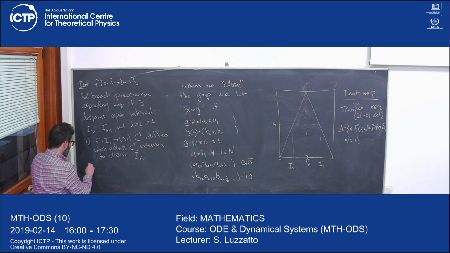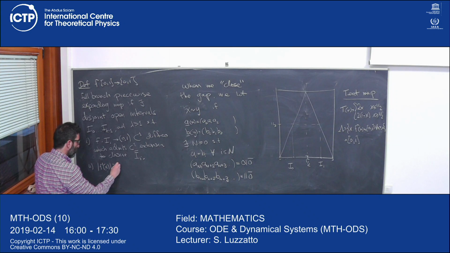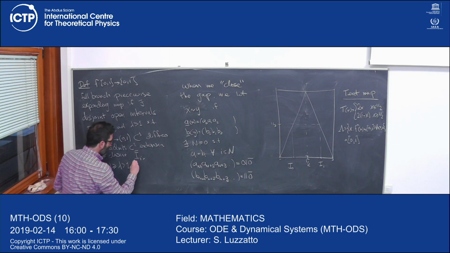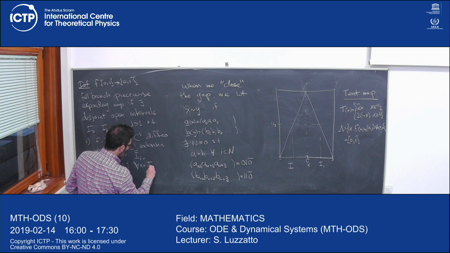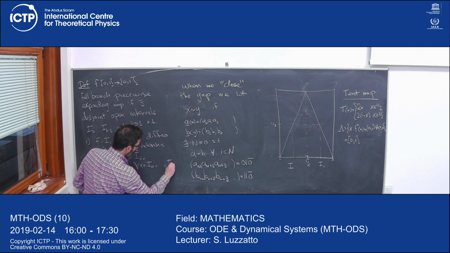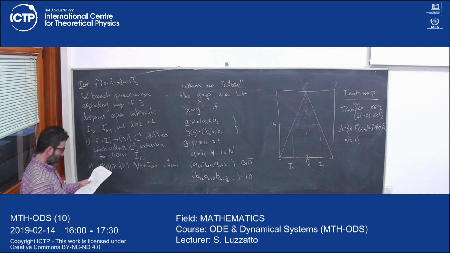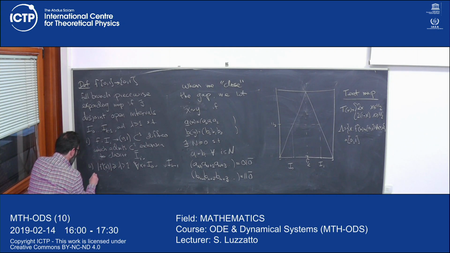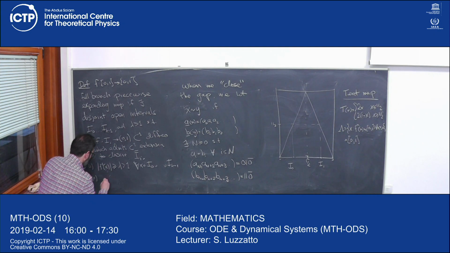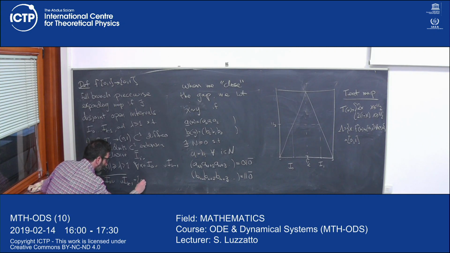And then we have that this derivative f prime of x is greater than or equal to lambda, greater than 1, for all x in the union of all of these. And then we have that the union of all of these, the closure of I0 union up to I k minus 1, is equal to the interval 0, 1.